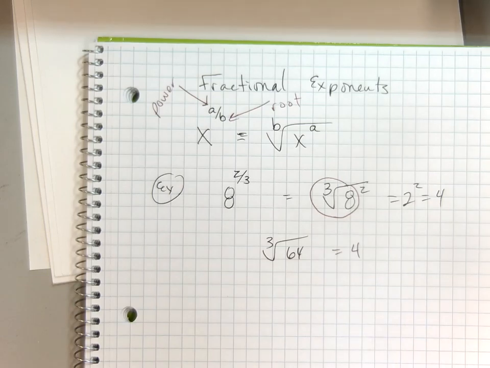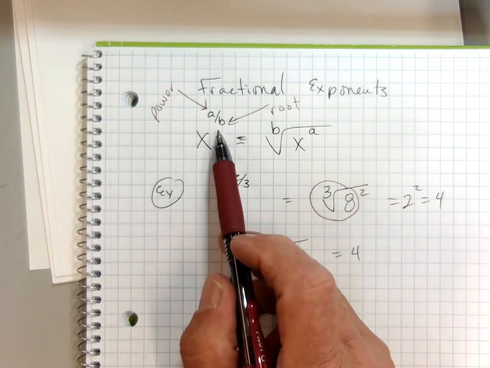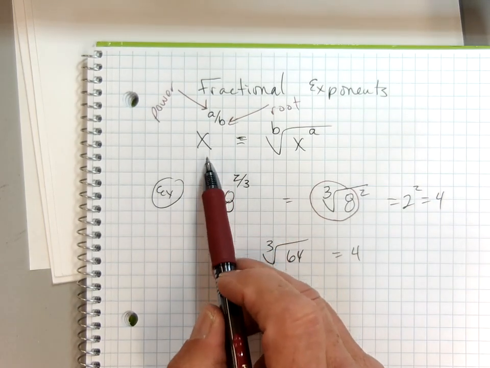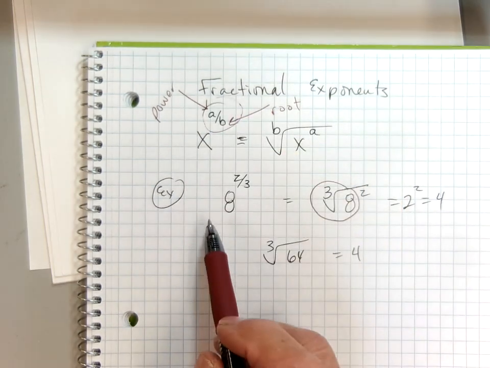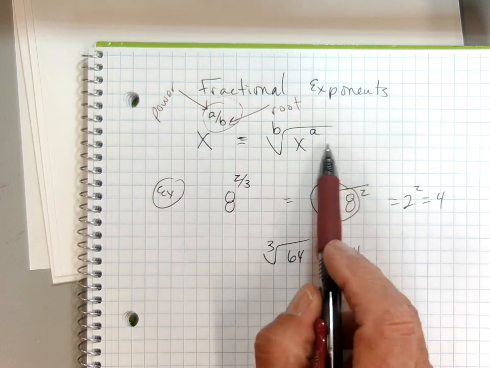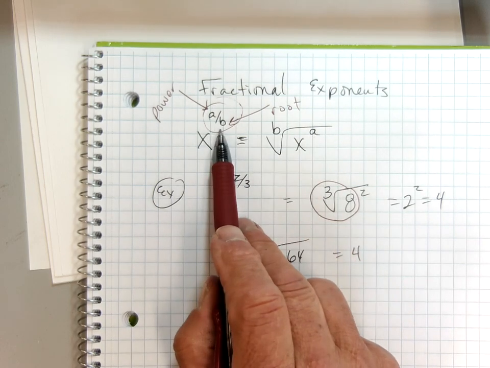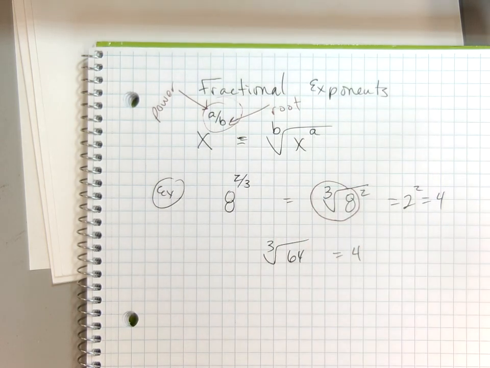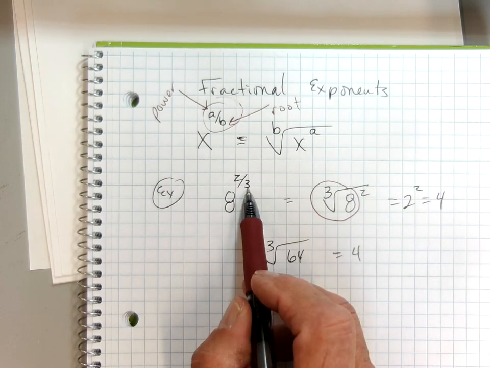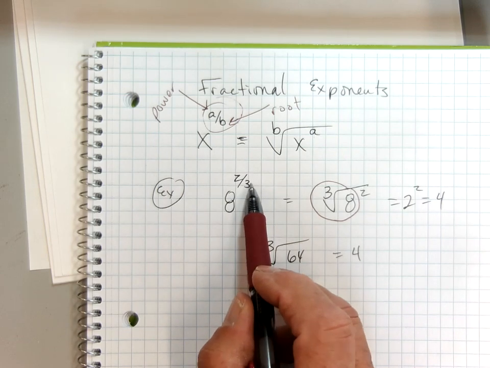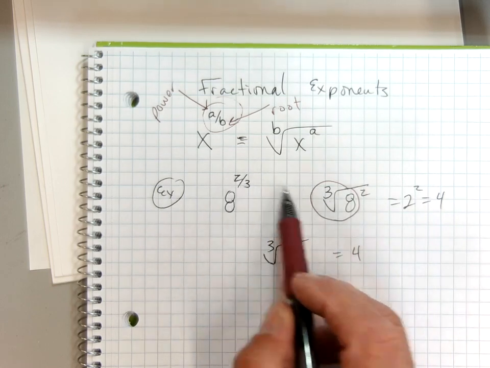So then we talked about fractional exponents. If the exponent's a fraction, the top part of the fraction is like the power, and the bottom part of the fraction is the root. So we looked at an example of a number, 8 to the power 2/3. That's a cube root. That's my root. And a power of 2.